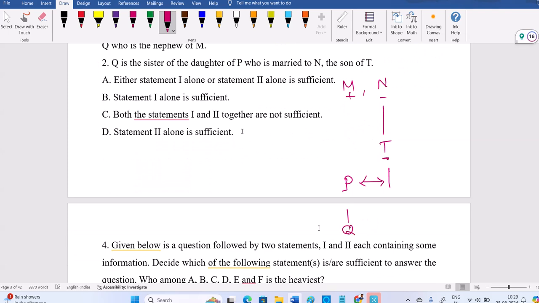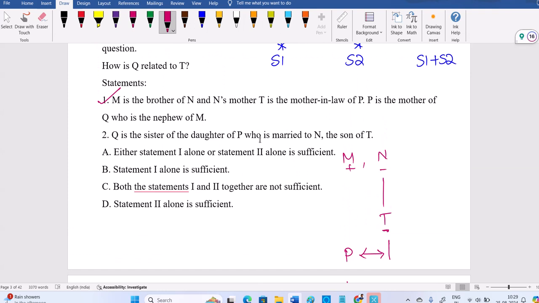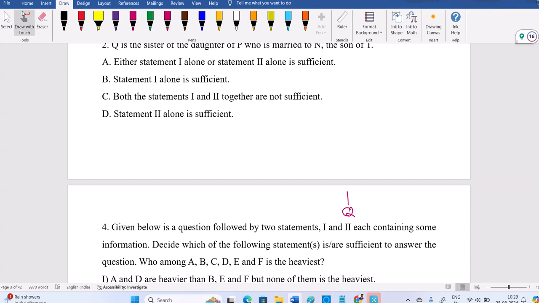Fine. Now we can give the, yes, sir, please. One moment. N's mother is T. Okay, fine, fine. Thank you for that correction. Thanks for that, dear. I had taken N as mother of T, but it is N's mother T. So the correction is to be done. Thank you, dear.